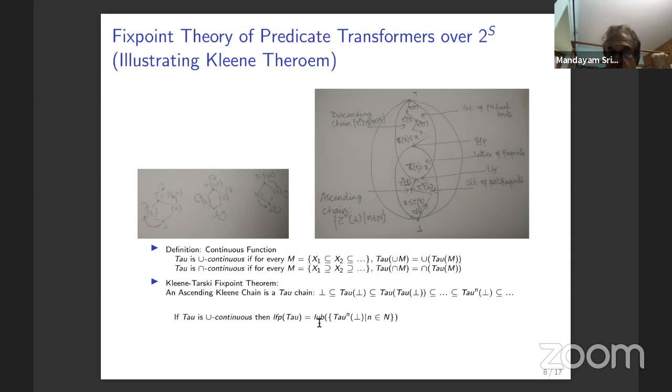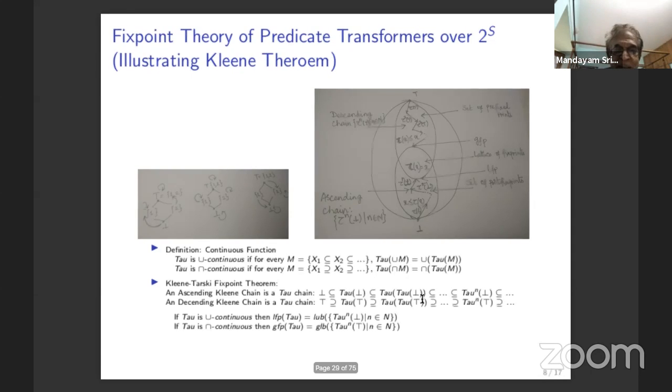here I think I have it wrong. This should be, yes, this is correct. This is the least upper bound of this chain. This is the least fixed point of tau. Whereas Tarski's theorem was in terms of the least upper bound of these prefix points. This is saying that I can compute it by iterating from false. So that's the important difference here.